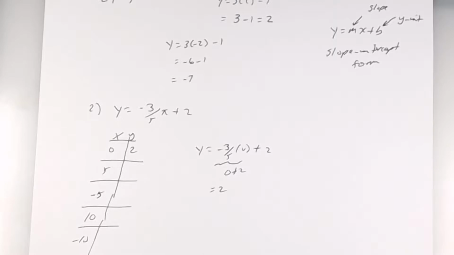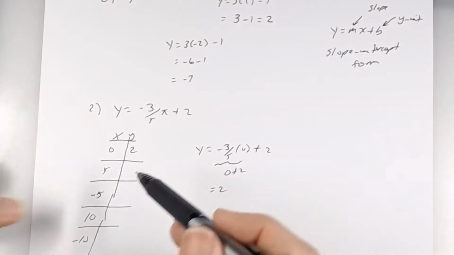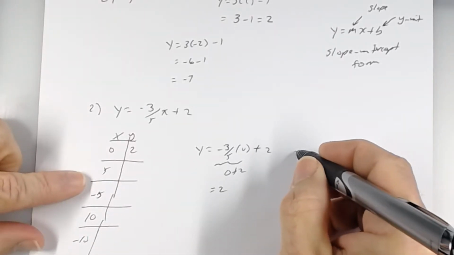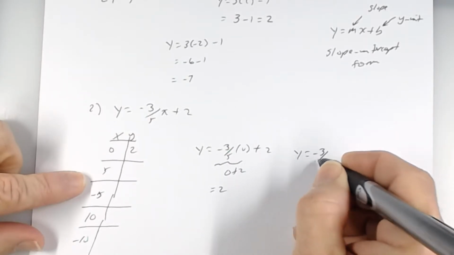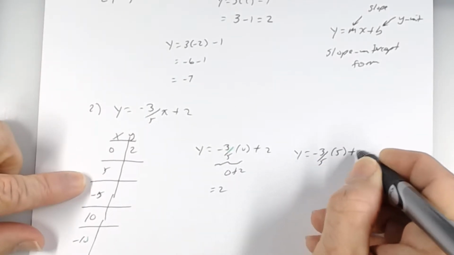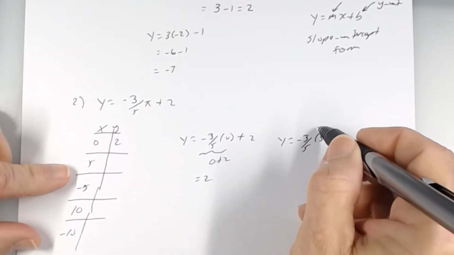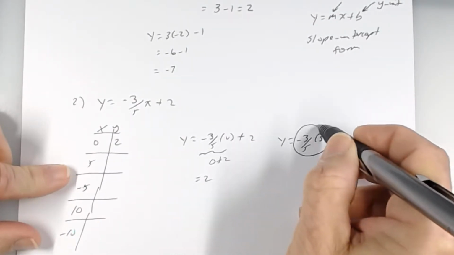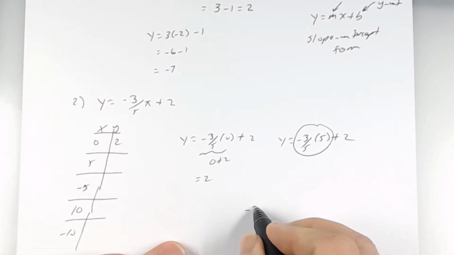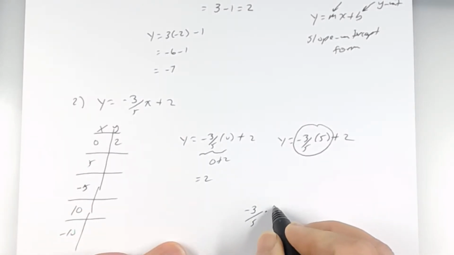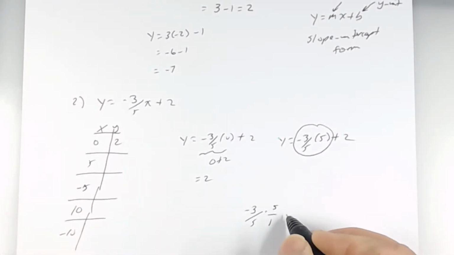So that way you don't have to worry about adding fractions, or finding the LCD or anything like that. So notice what happens when I let x be 5. I get y equals negative 3/5 times 5 plus 2. Remember, order of operations, you're going to multiply before you add. When I multiply, I get negative 3/5 times 5, and we write 5 as 5 over 1.